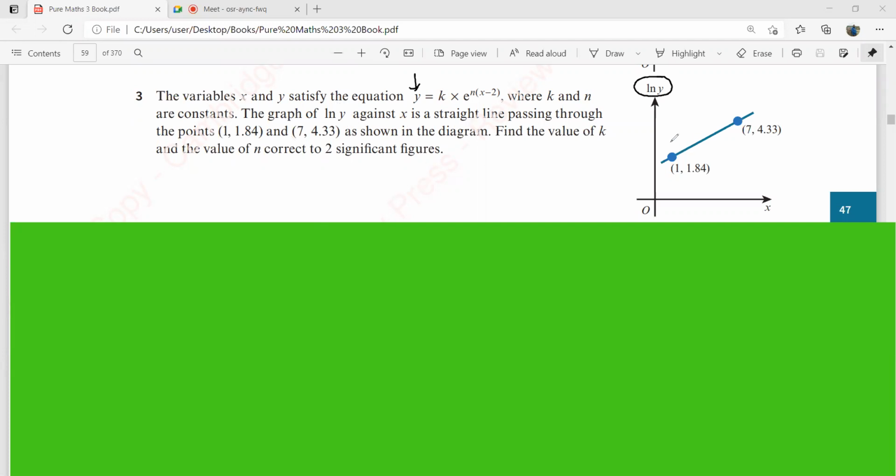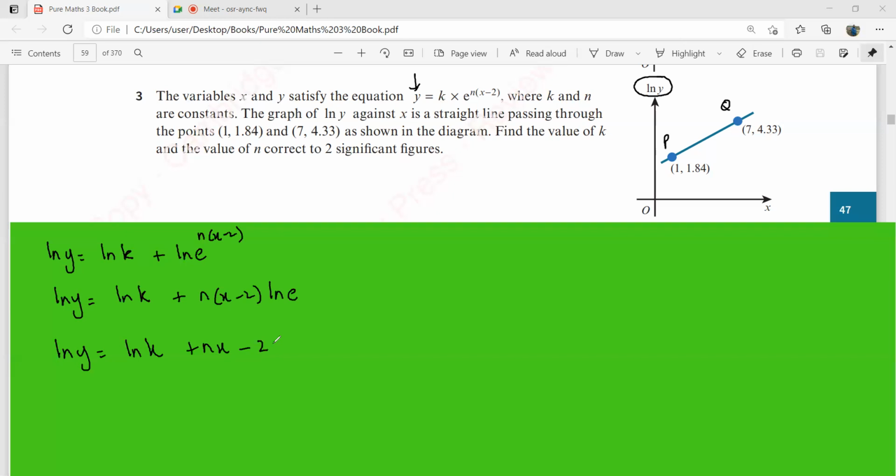Yes, we have again 2 points. Let me call this point P and this is the point Q over here. So this is going to be ln y equal to, can I directly write it as ln k plus ln e raised to power n into x minus 2, है ना? So this is ln y, that is equal to ln k plus n into x minus 2 ln e. And we know that ln e is 1, है ना? So once again, ln y is equal to ln k plus nx.